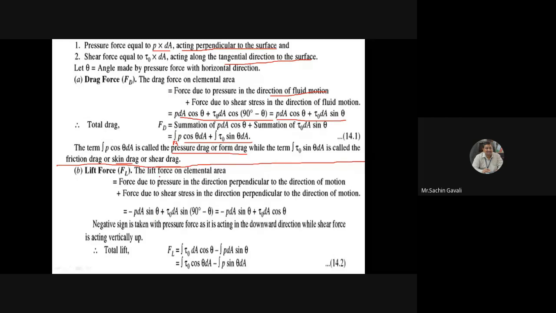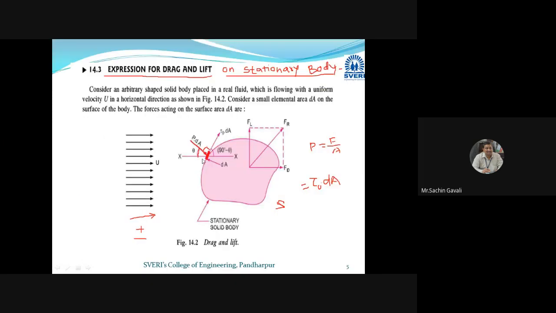Now, the lift force on the elemental area is the force due to pressure in the direction perpendicular to the direction of motion, and second, the force due to shear stress in the direction perpendicular to the direction of motion. Now here the tangential component we resolve. Now the perpendicular component in the vertical direction. Let us consider simple language. Now what is PdA? The pressure component in the perpendicular direction will be PdA sine theta.